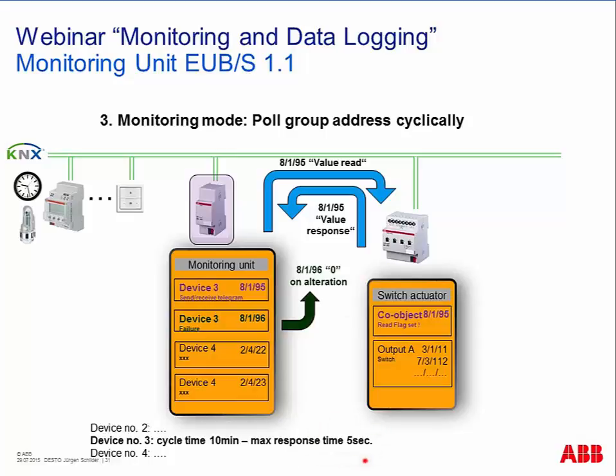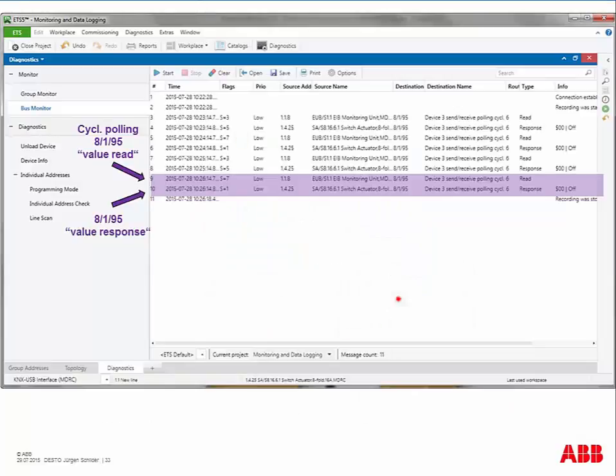It's also parameterizable within 5 seconds. So there's a bit of time left until it has to respond. This can be adjusted. So here everything is fine. The response comes back. In the communication on the bus, you see it here, a read request from the EUBS, and a response, in this case value off, from the switch actuator.